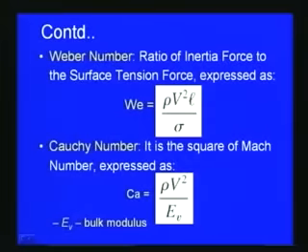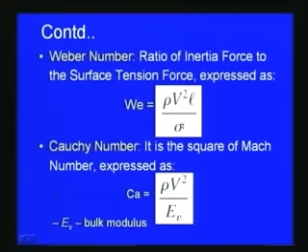And then another important dimensionless number is called the Weber number. The Weber number is the ratio of inertia force to surface tension force. In many fluid mechanics problems surface tension is very important, so here we can use the Weber number. It is defined as rho V square L by sigma, where rho is the density of the fluid, V is the velocity, L is a characteristic length, and sigma is the surface tension.